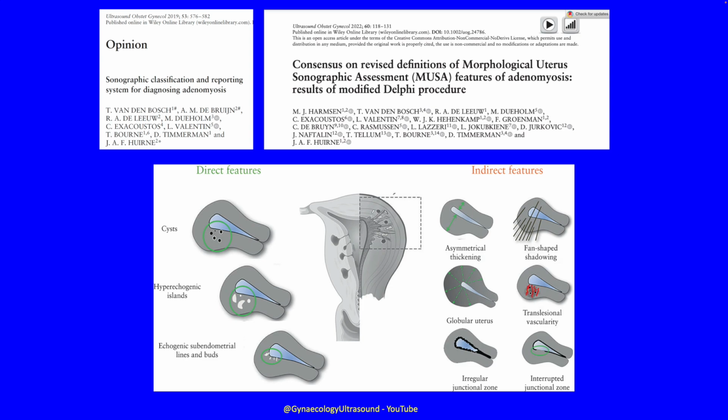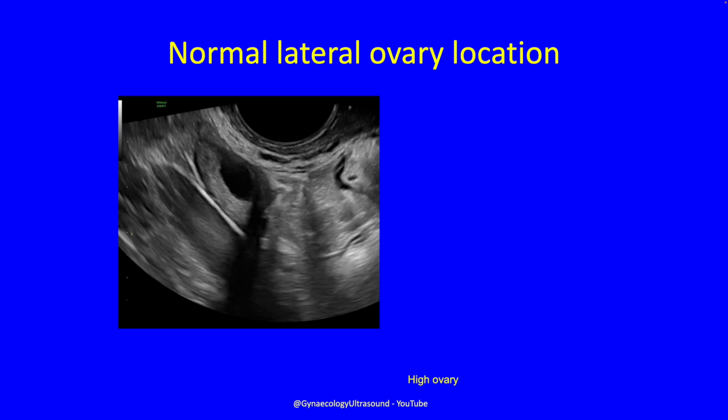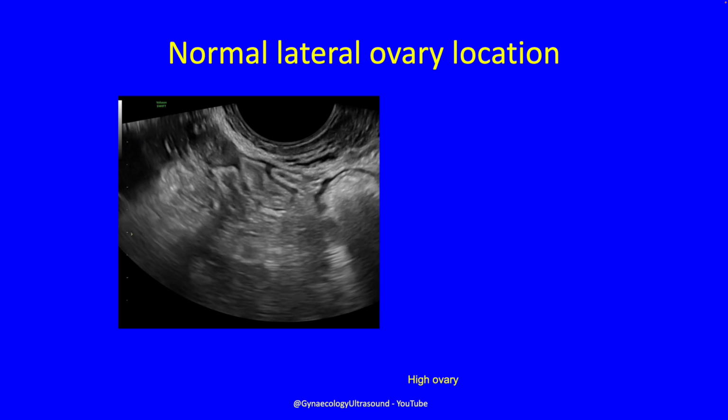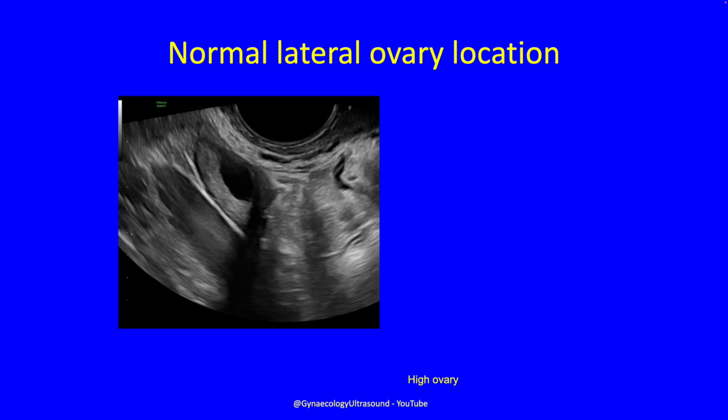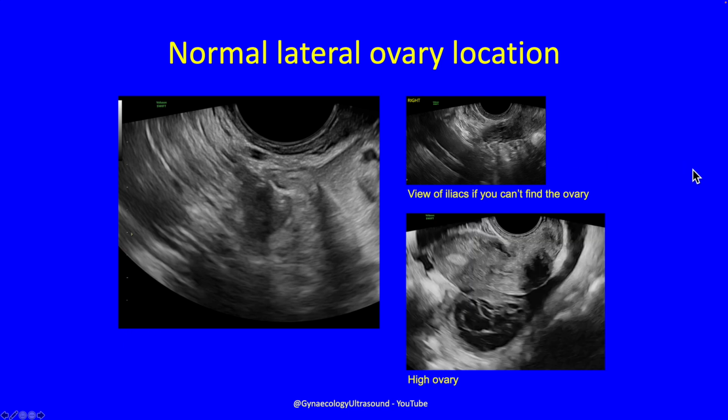Adenomyosis we've done. So in our systematic scan looking for endo, we've looked for adenomyosis already for the direct features and the indirect features. Next, we're going to see where are the ovaries. So normally an ovary is lateral, sitting on the pelvic side wall by the iliac vessels. But if you can't find the ovary there, you've got to take an image showing you looked in the right place. So show the iliacs at the very least.